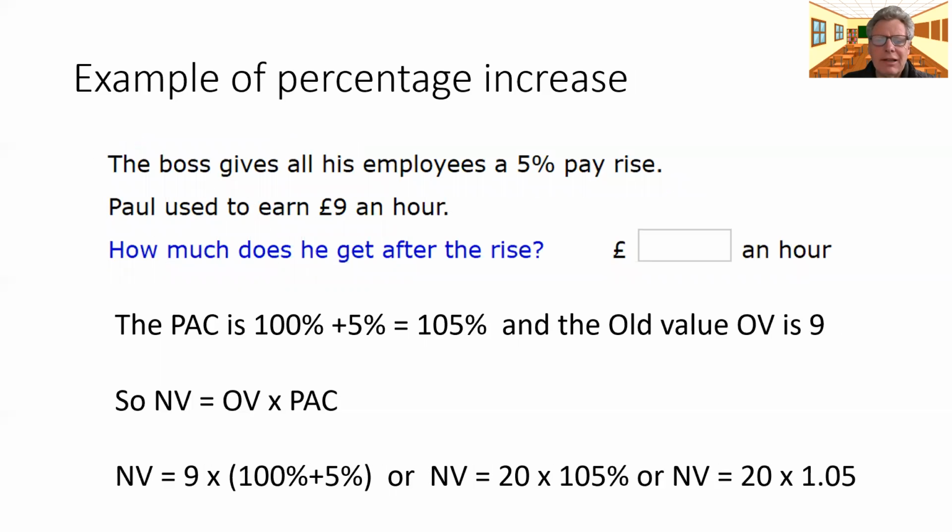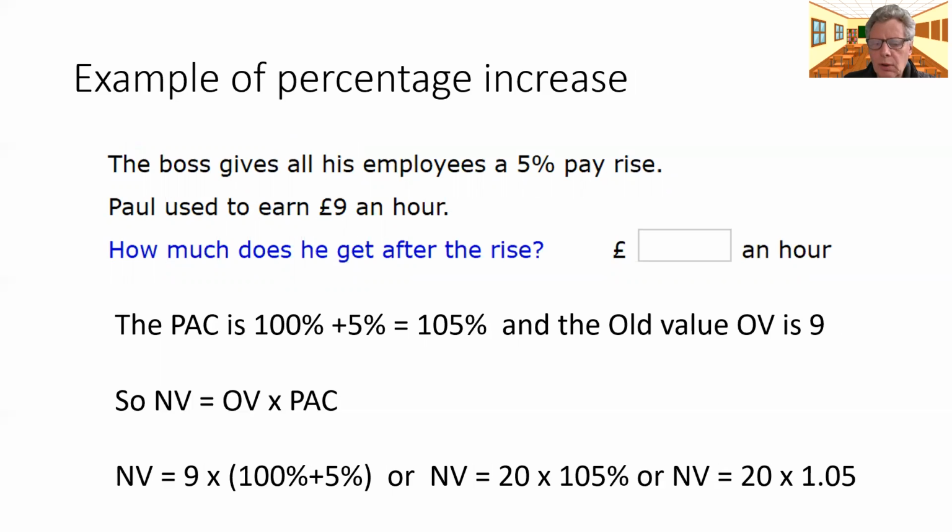Example of percentage increase. The employee got a 5% pay rise, which isn't a lot when you're earning £9 an hour, but 5% is better than no percent. So our PAC is 100% plus 5% is 105%. The old value is 9. So what we're going to put in our calculator, 9 times 100% plus 5%. We can do it that way.